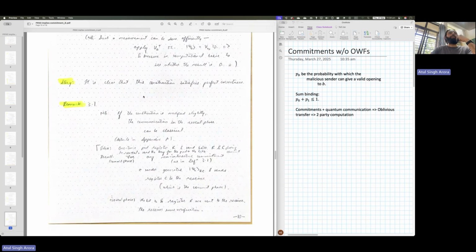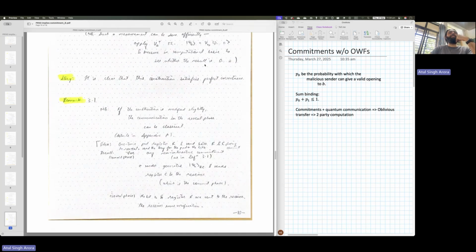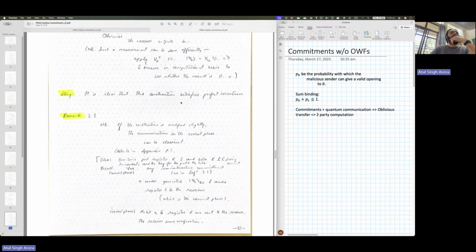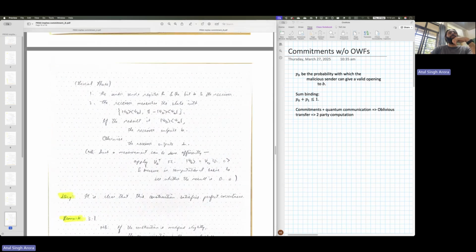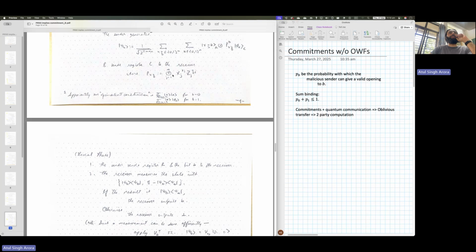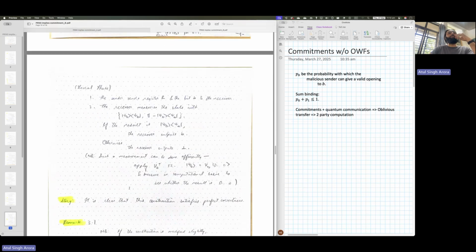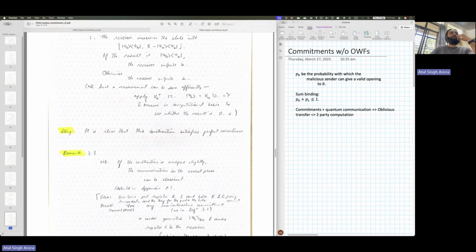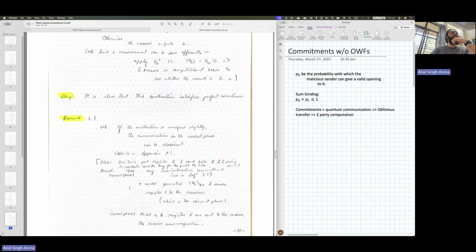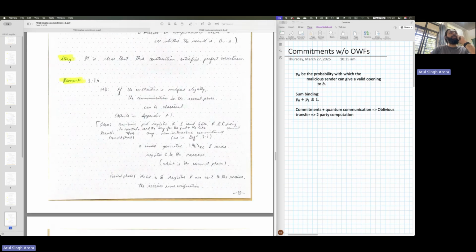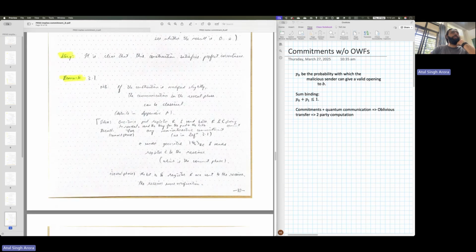Right. And now it is clear that this construction satisfies perfect correctness, right? That is simply by definition, because this is how you constructed psi B, and you will get exactly psi B with probability 1. So yeah, the overlaps are perfect. So this part is simple.